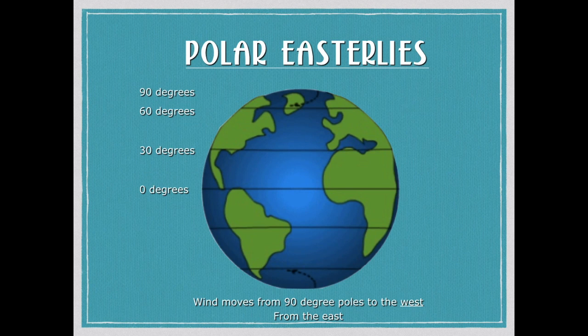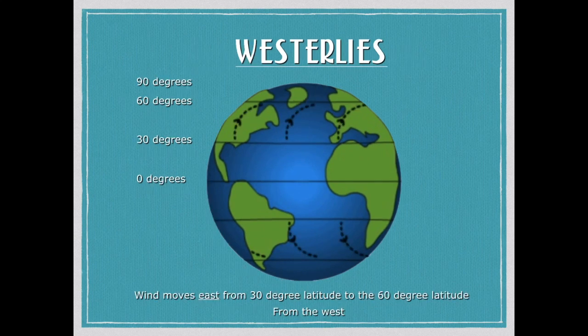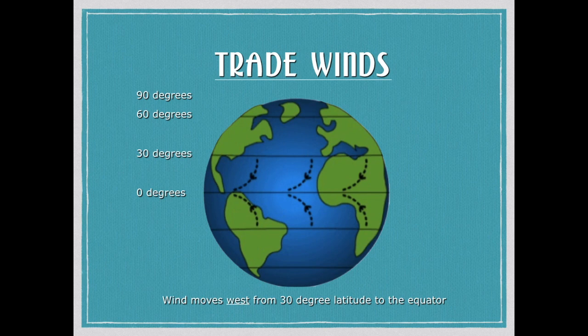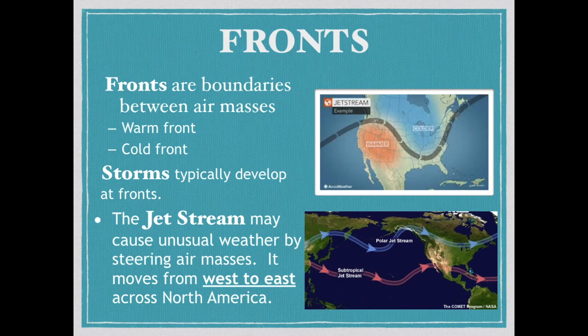Here's the polar easterlies. Okay, it's going west, coming from the east. You can see the arrow from the polar area, the 90-degree. Here's the westerlies. It's moving east from the west. And here's the trade winds to the equator, from the 30-degree marker to the equator. And then we have fronts. We're going to be talking about what fronts are. Fronts are basically boundaries between air masses, a separation.